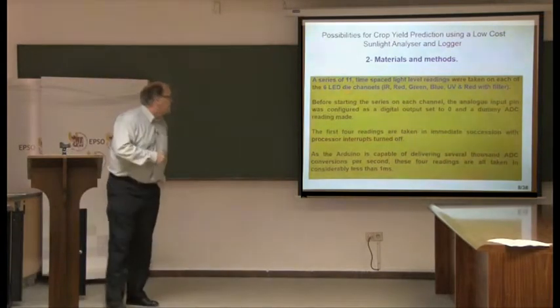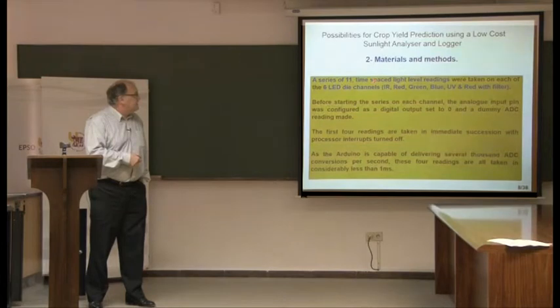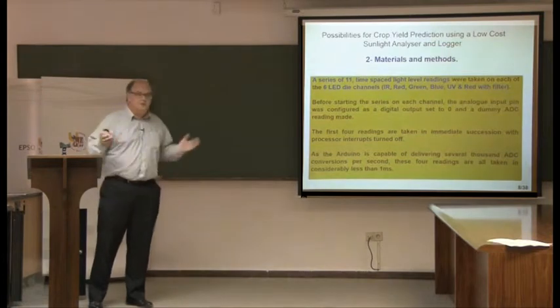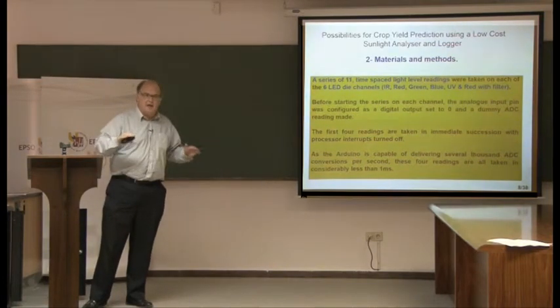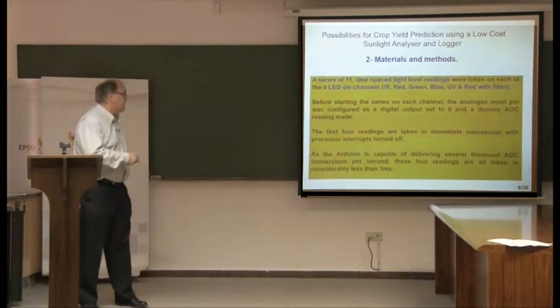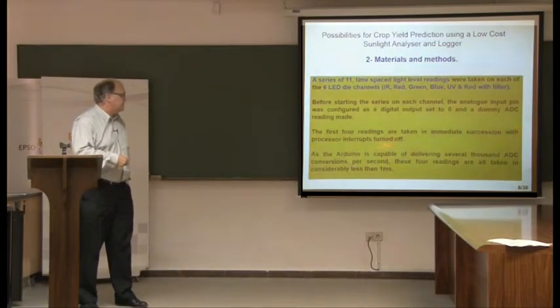The key to getting them to work is having 11 time-spaced light readings, and these are taken on each of the channels. That's infrared, red, green, blue, ultraviolet, and a red one with a filter, although we actually end up not really using the data from that. Before reading the voltage generated on each channel, the analog input is configured as a digital output and set to 0. What this basically does is make sure it discharges any current and voltage that's in the input path. We then take 4 readings in immediate succession with the processor interrupts turned off.